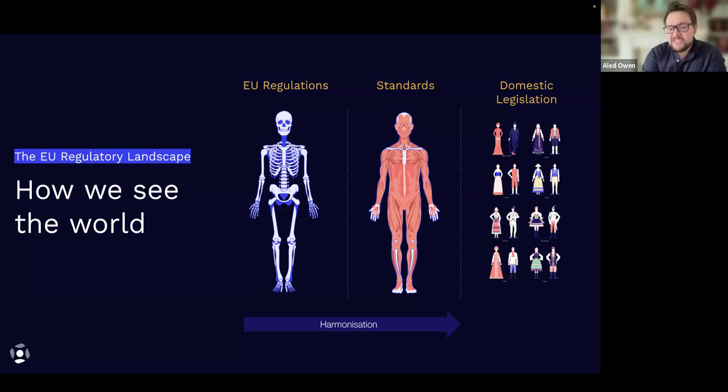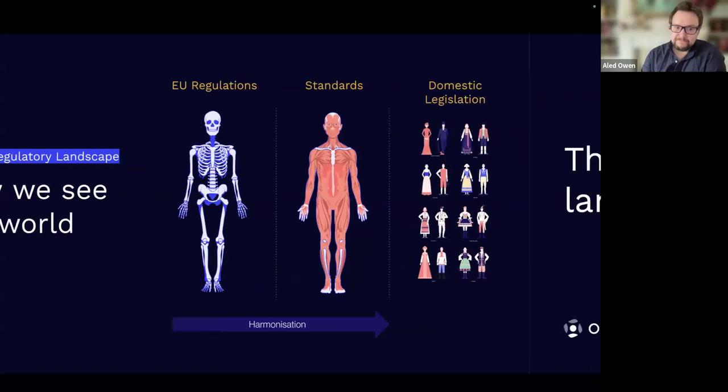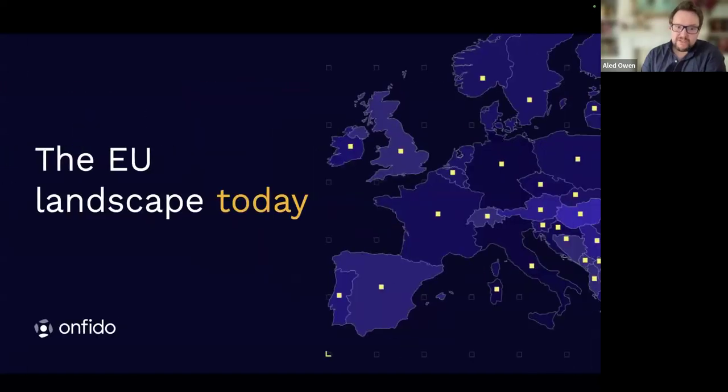So the purpose of today's webinar is to set out that landscape as it's currently constituted and to give you insight into the future direction of travel and to set out the ways in which Onfido are adapting our products to help customers meet their compliance obligations at both the EU and member state level. So first, let's look at the regulatory landscape today.